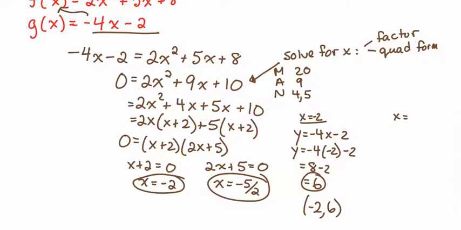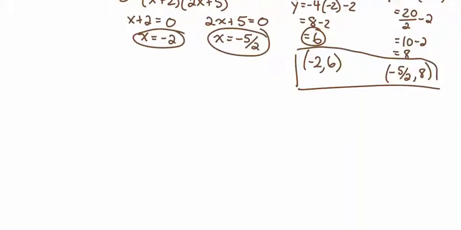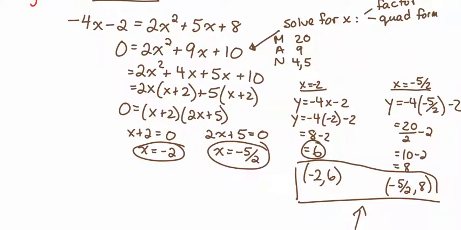And then the other one we're going to sub in is negative 5 over 2. So y equals negative 4 times negative 5 over 2 minus 2. So if we multiply that out, we get 20 over 2 minus 2, which is 10 minus 2, which is 8. So that POI is negative 5 over 2, 8. So we have two answers, 2 points of intersection. So those are our POIs. And that's pretty much everything from A2.